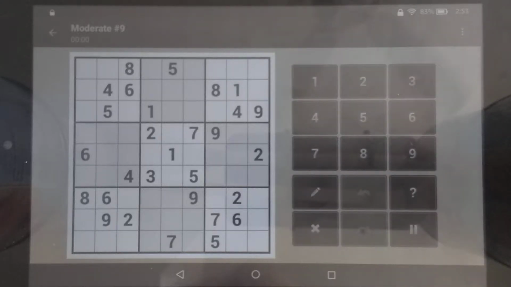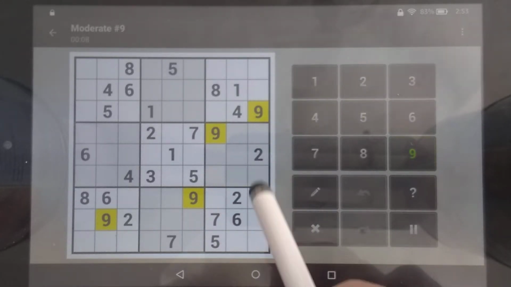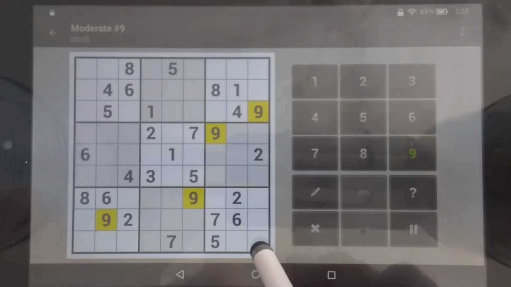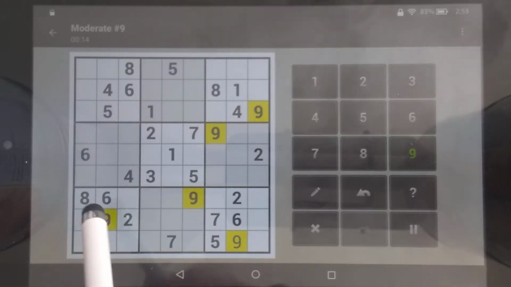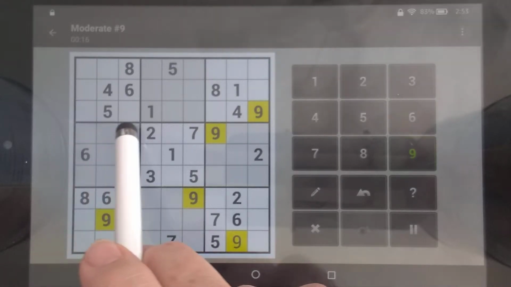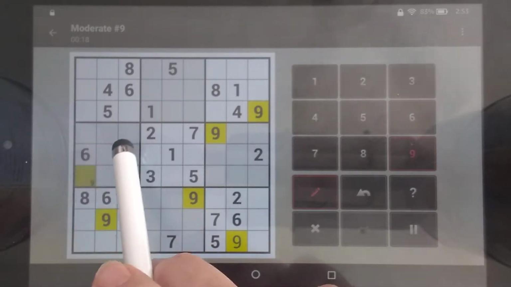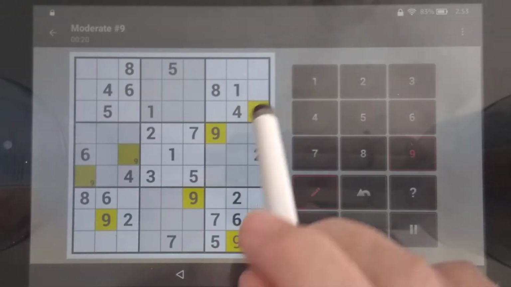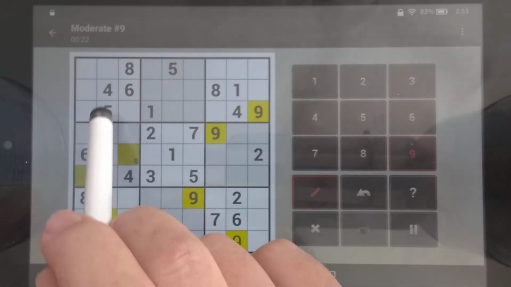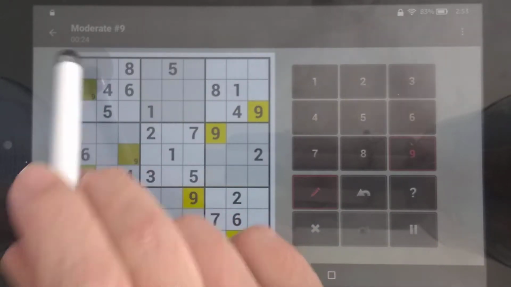This is moderate number 9. I imagine you guys are kind of getting the feel for this at this point. These 9s are blocked on these two columns, so this 9 is there. This column is blocked, this row is blocked, so this 9 is either there or there. This row and this column are blocked, so this 9 is there or there.